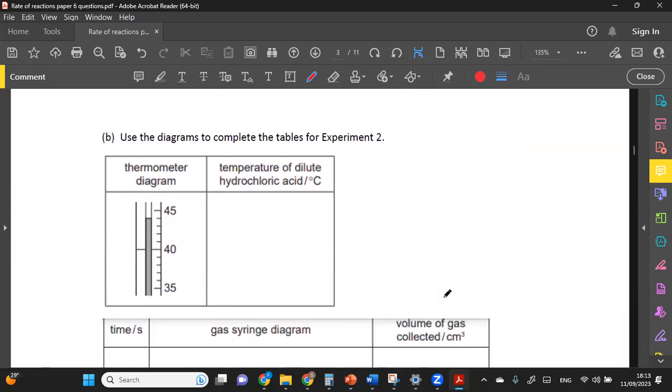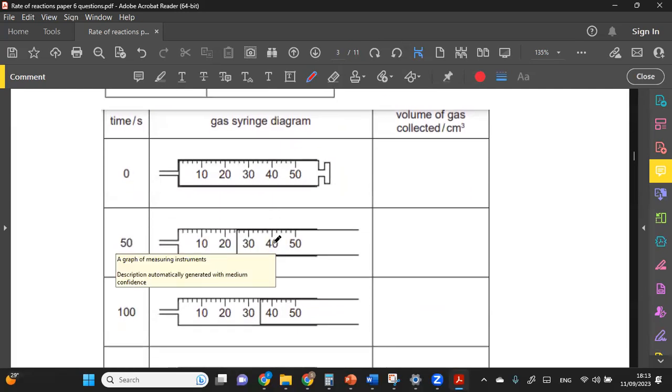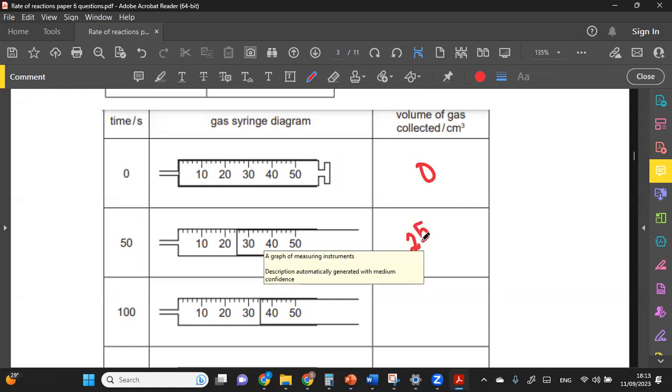Okay, let's take a look at the next part. Use the diagrams to complete the table for experiment number 2. That was for experiment number 1, and this is for experiment number 2. What's the temperature? 44? Correct. Next, the volume of gas collected, same as before. The first one is 0. The second one is 25. Yes, it's 25. What about the third one?